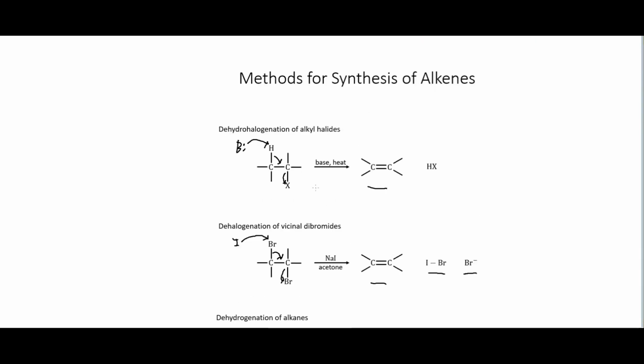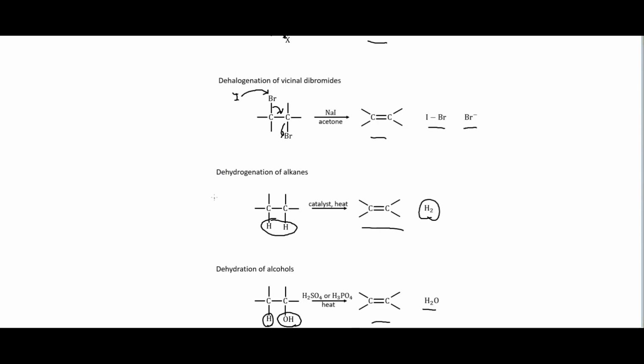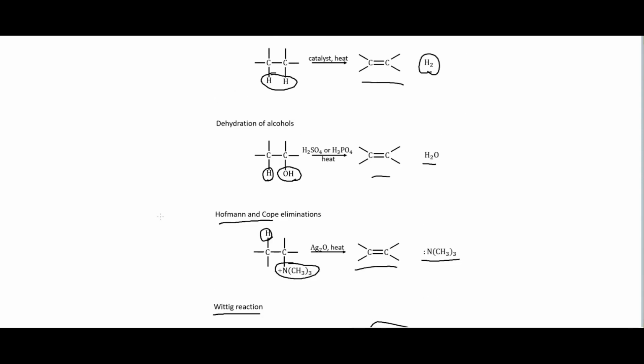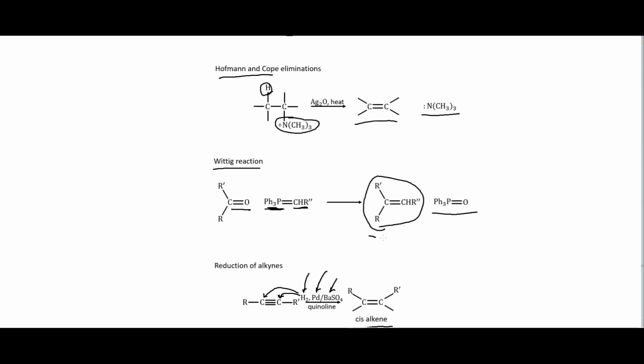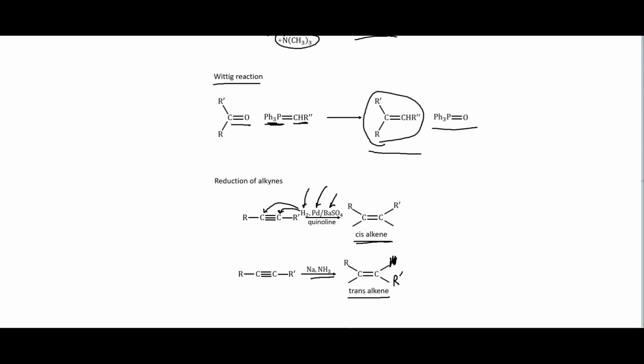And so, yeah, the ones that go here, so the dehydrohalogenation, which is just that E2 reaction there, the dehalogenation of vicinal dibromides, the dehydrogenation of alkanes, which is just the reverse of the hydrogenation of alkenes, which I'll talk about in future videos, the dehydration of alcohols, which I discussed in more detail in this video, then the Hofmann and Cope eliminations here to form alkenes, the Wittig reaction to form this alkene right here, and then the reduction of alkynes, there are two methods, one to form the cis-alkene and one to form the trans-alkene. But anyway, those are ways that we can form alkenes.